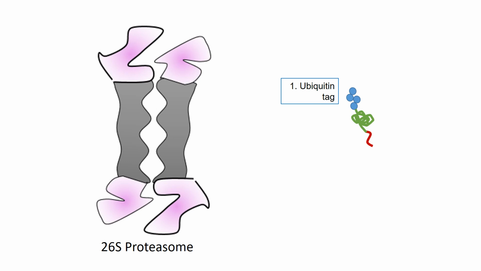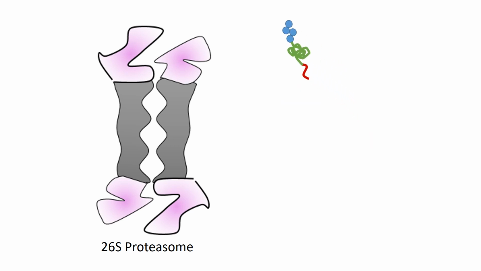The first requirement is a ubiquitin tag, represented here by the chain of blue circles. The ubiquitin tag targets the protein to the proteasome by binding to ubiquitin receptors on the proteasome. The second requirement is an unstructured region, represented here by the red line. The unstructured region allows the proteasome to grab onto the protein and begin degradation.